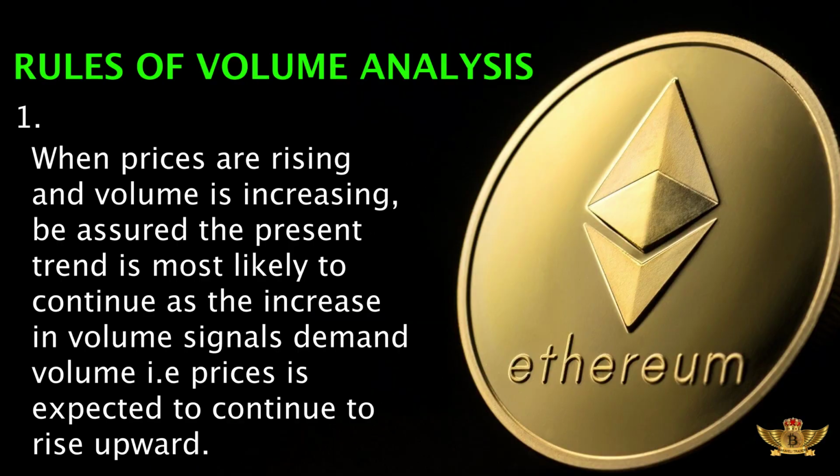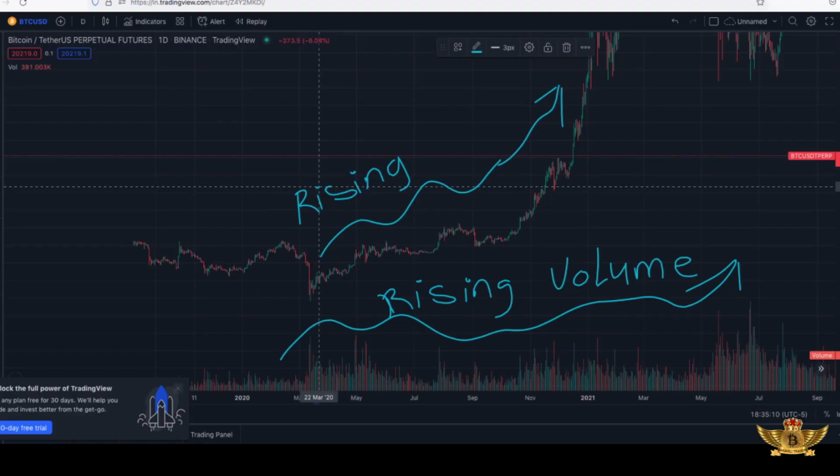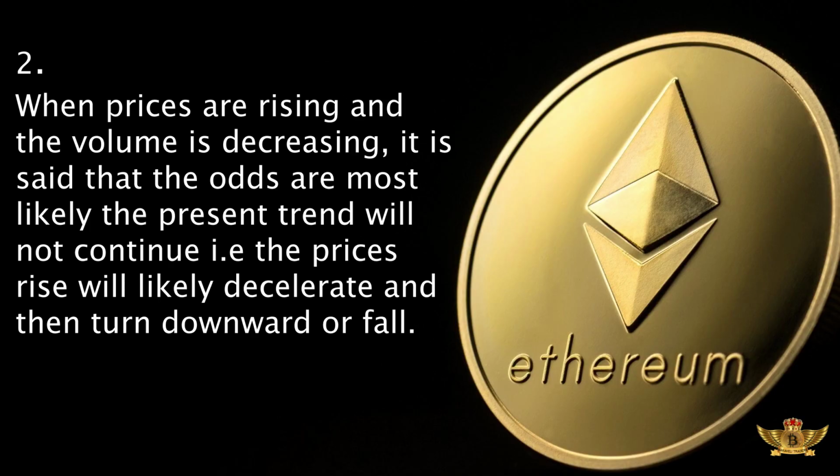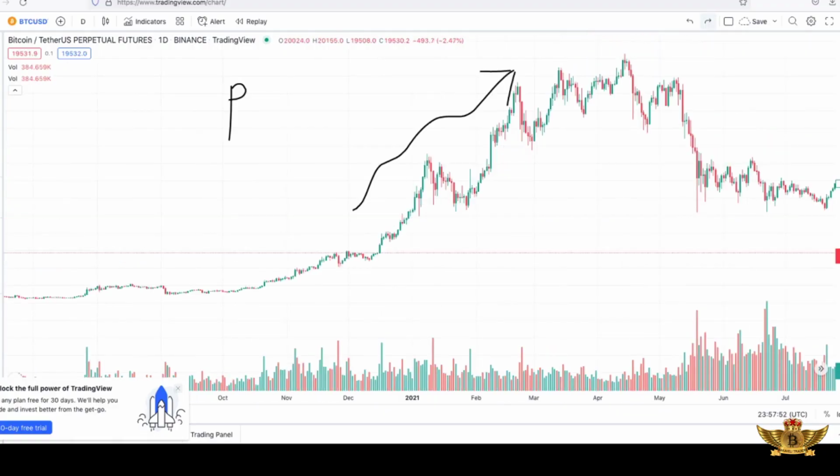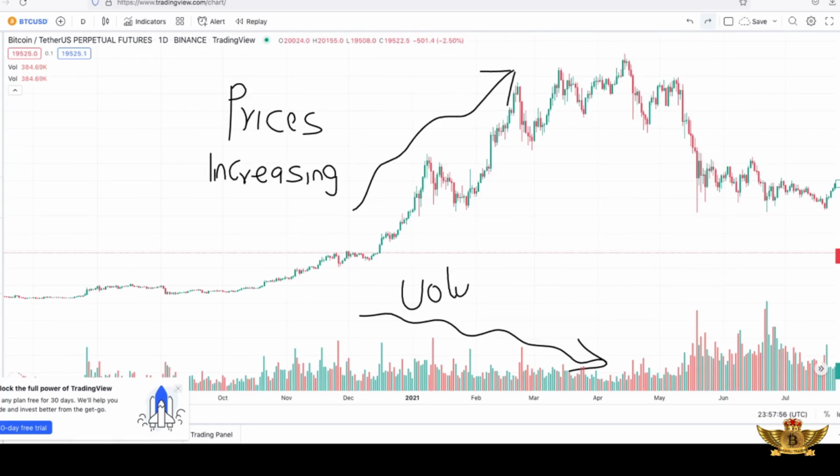When prices are rising and volume is increasing, be rest assured that the present trend is most likely to continue, as the increased volume signals demand volume. That is, more buyers are coming into the market, therefore price is expected to continue rising upward. The second rule states that when prices are rising and the volume is decreasing, the odds are most likely the present trend will not continue. Therefore, the price rise will likely decelerate and turn downward or fall.